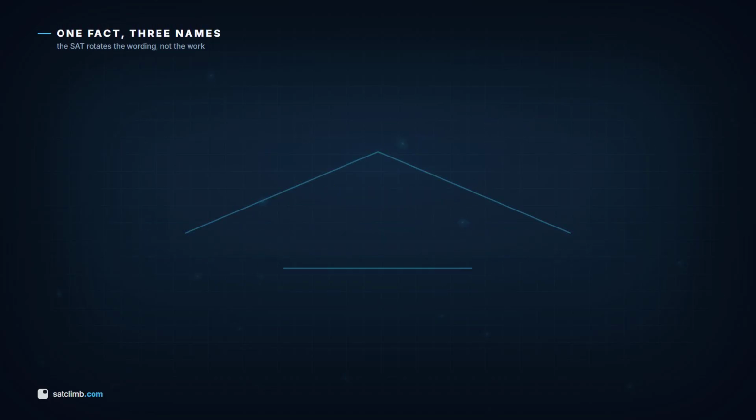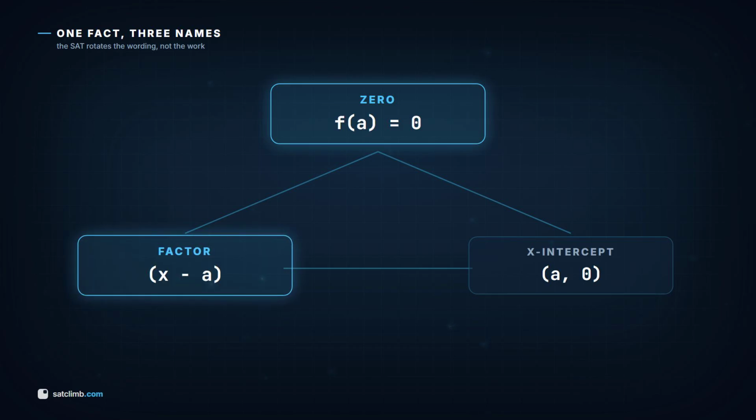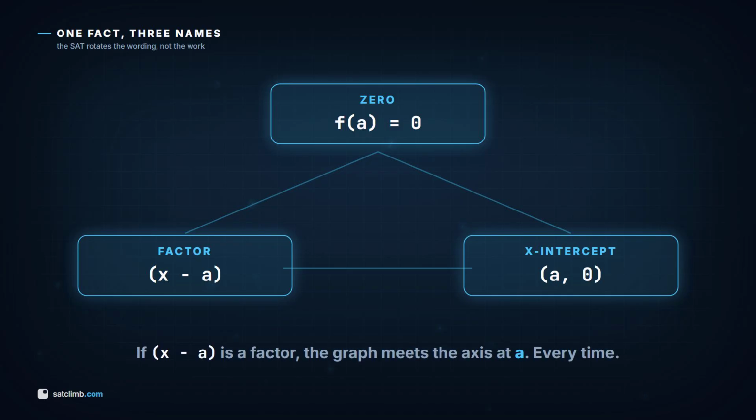The SAT says the same thing 3 different ways. Zero of the function. Factor of the polynomial, x-intercept of the graph. If x minus a is a factor, then f of a is 0, and the graph crosses or touches at x equals a. In fact, 3 names. When a question changes the wording, it has not changed the work.